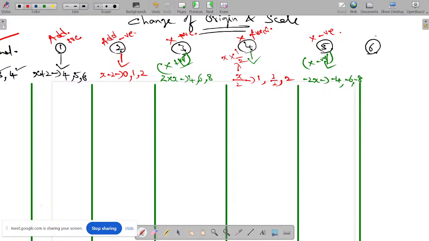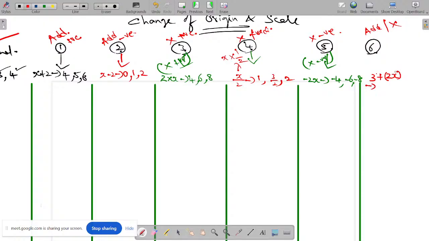What is going to be the sixth case? You're going to add and also you're going to multiply. Both. So sixth case, I'm going to consider this as, first I'm going to multiply by 2. So 2 into x it will be. Then I'm going to add 3. So what will be the values?